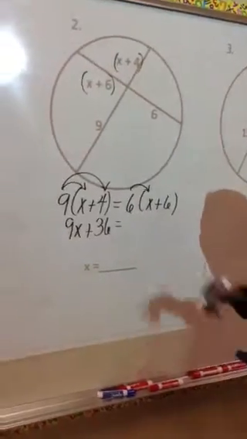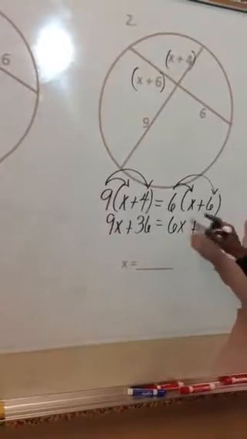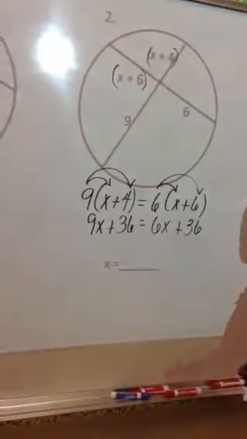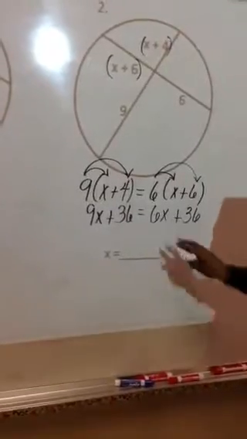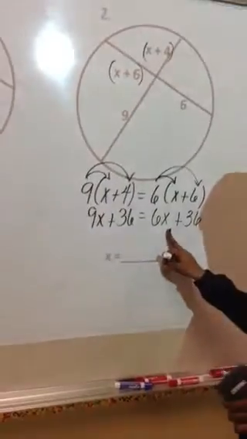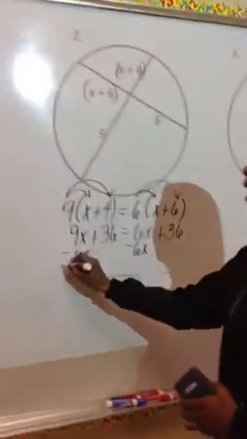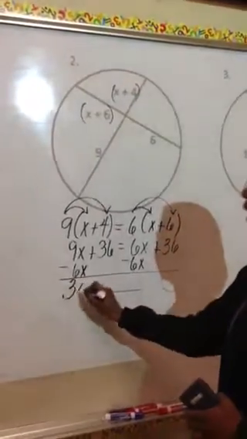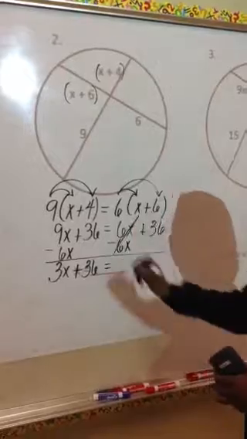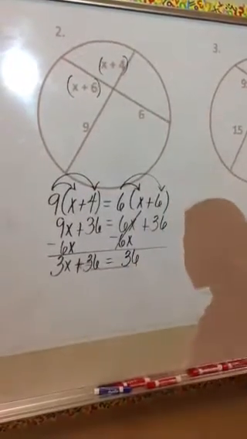terms within the expression. So 6 times x is 6x, plus 6 times 6 is 36. Now we need to isolate x. I always begin with my variable terms, and I always move the variable term with the least value. So I want to undo 6x by subtracting 6x from both sides, and that leaves 3x's plus 36 on the left side of the equation. On the right side, the 6x's cancel each other out, and we have 36. So we bring it on down.